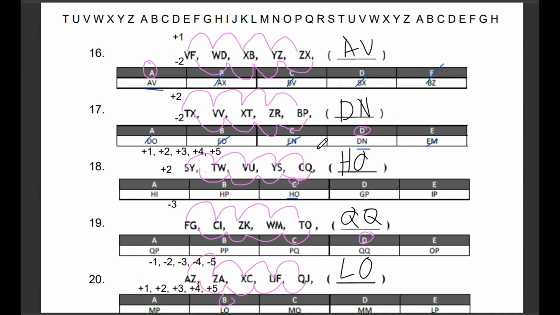Why not the others? A keeps the first letter right, but gets the second letter wrong. B keeps the second letter rule, but misses the first letter. D and E break both rules.